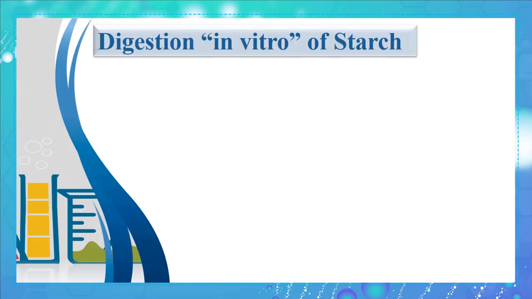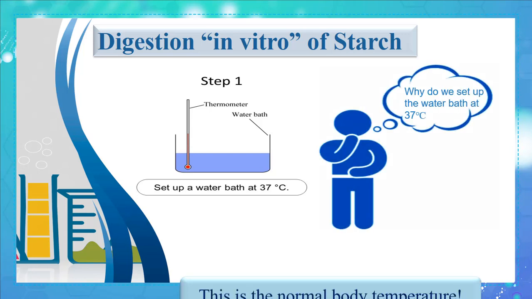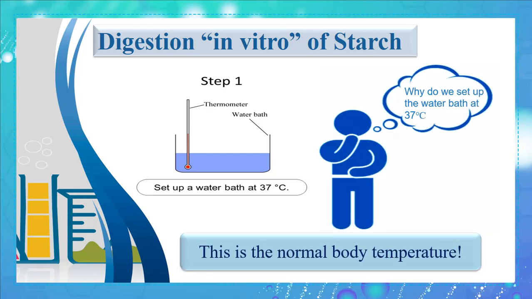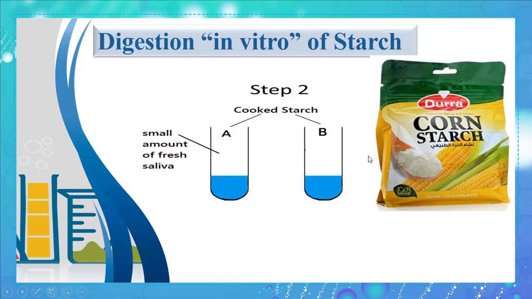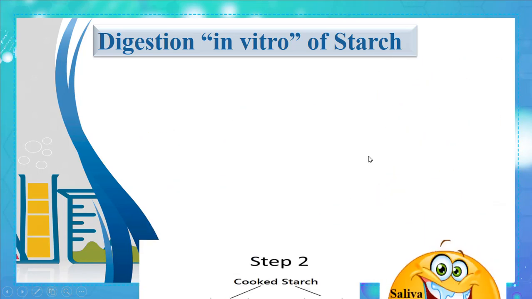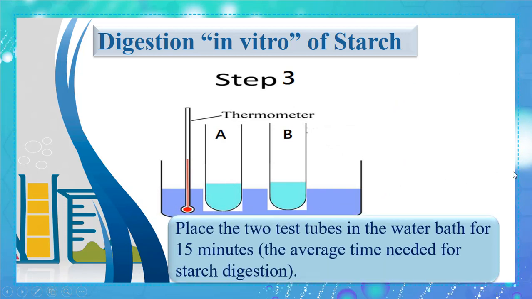To set up an in vitro experiment, first of all, you have to prepare a water bath at 37 degrees Celsius. Why 37 degrees Celsius? Because it is the normal temperature of the human body. In the second step, we prepare two test tubes and we label them A and B. We put cooked starch in both of them and we add a small amount of fresh saliva in tube A only. Finally, we place the two test tubes in the water bath for 15 minutes. This is the average time needed for starch digestion.